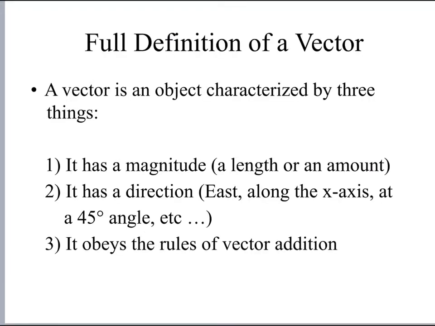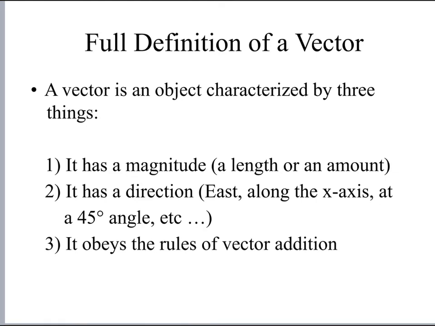Now, in order to do that, we have to really understand what the definition of a vector is. And so I'm going to give you the official definition of a vector in this slide. A vector is an object that is characterized by three things. The first thing, it has a magnitude. That's the amount. A 10-pound force, a 50-pound force, whatever the amount of your vector is, that is its magnitude.